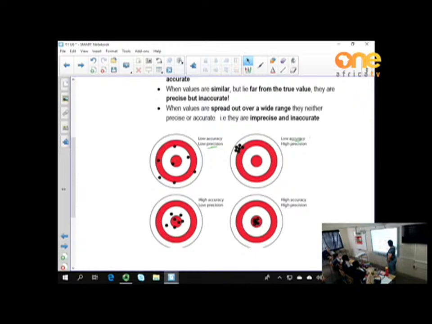Here, my accuracy wasn't good because I didn't hit the bull. But it was very precise because all my shots are concentrated here in one place. Here we have high accuracy because they're almost all in the bull, but they're not grouped tightly together, so not very precise. And over here, high accuracy, high precision: high accuracy because I hit the bull, and all my readings are close together. So they are precise.